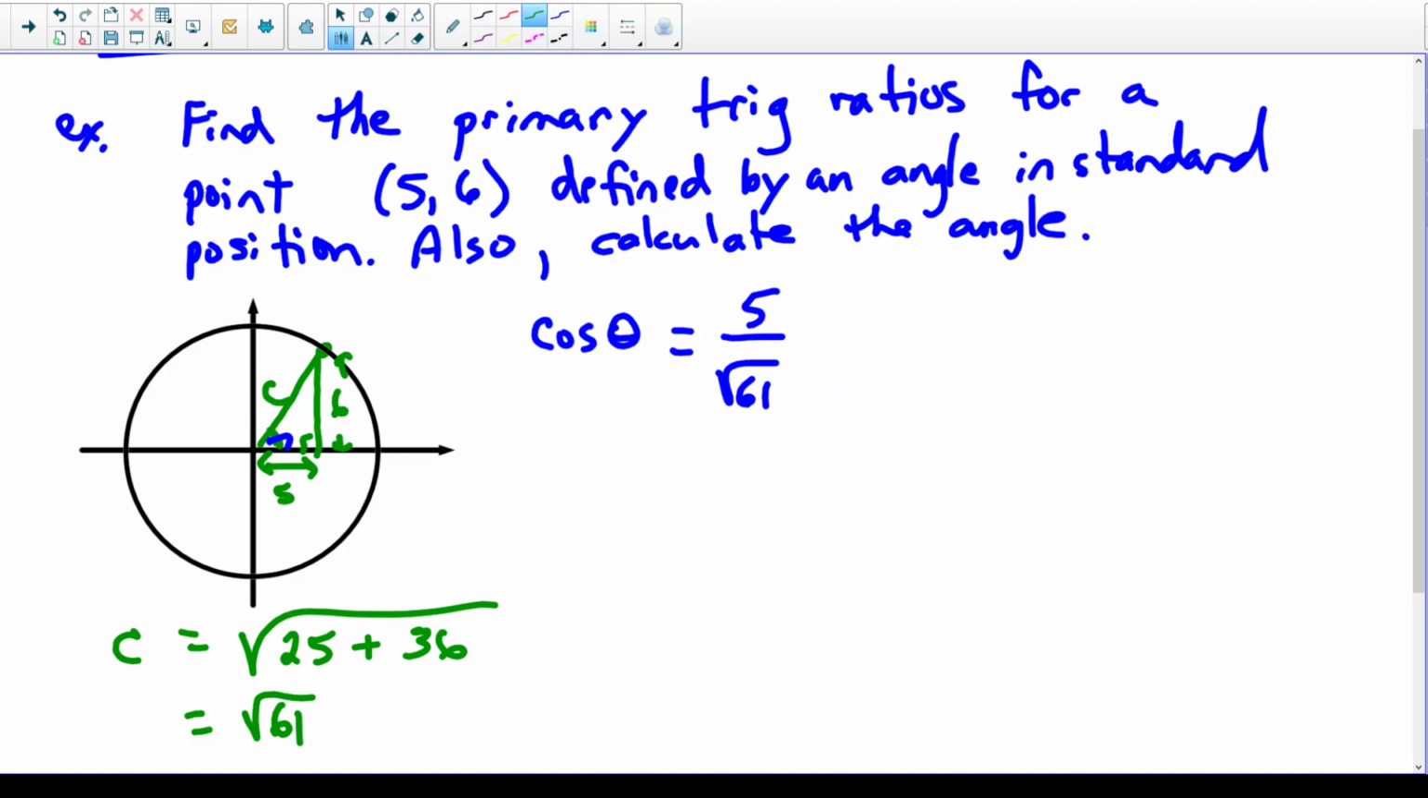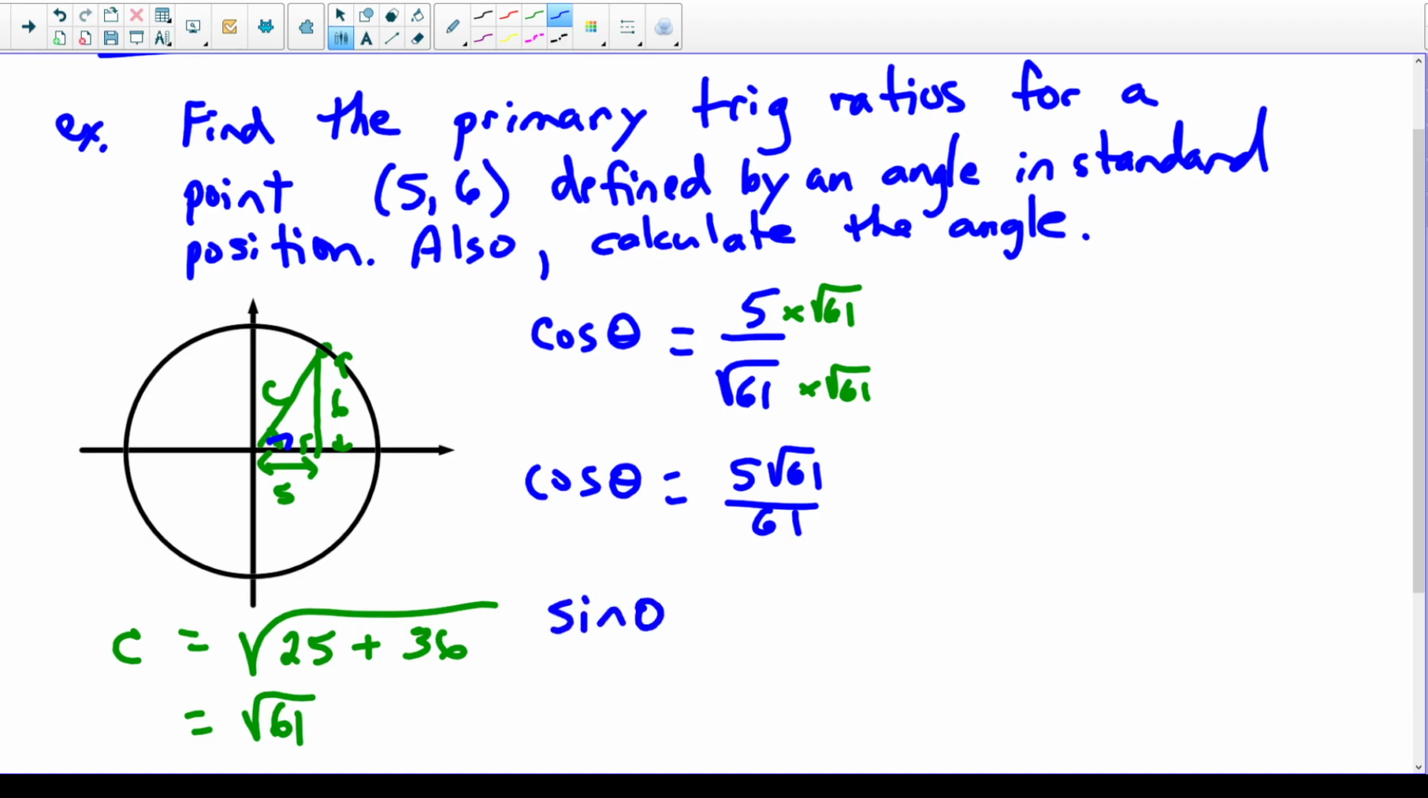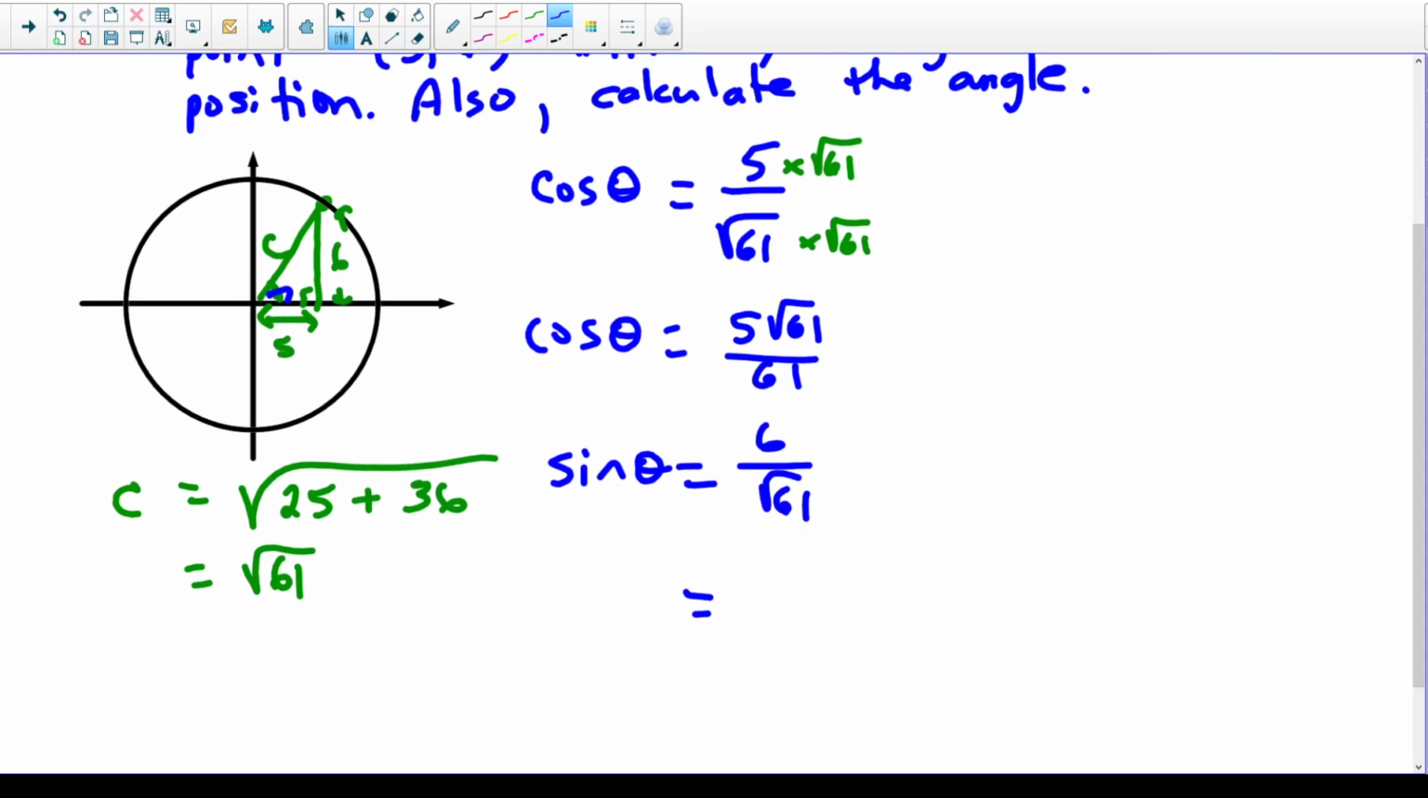Now we do have one little problem. I'm not supposed to have radicals as the denominator of fractions. So we are going to have to rationalize. So here's our lesson on rationalization coming back. We end up with 5 root 61 over 61 as our cosine theta. For sine theta, it's the opposite over the hypotenuse. The opposite is 6. The hypotenuse is root 61. Once again, I'm going to have to rationalize that, and since it's going to look exactly the same as what we rationalized for the cosine, it's just going to be 6 root 61 over 61. I hope everybody can see that.